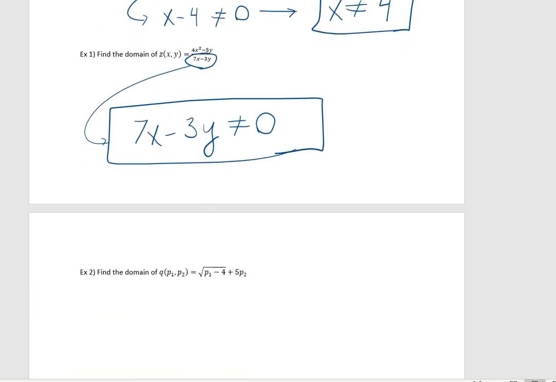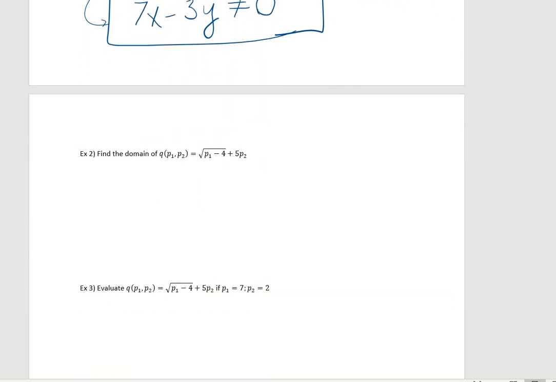So we're finished. Now for the next one, we want to find the domain of q, comma p1, comma p2, so we have two variables, p1 and p2, and that equals the square root of p1 minus 4 plus 5p2. Again, we're going to look and see, do we have a square root? We do have a square root. And remember, we want whatever's underneath the square root to be greater than or equal to 0, which means p sub 1 needs to be greater than or equal to 4.